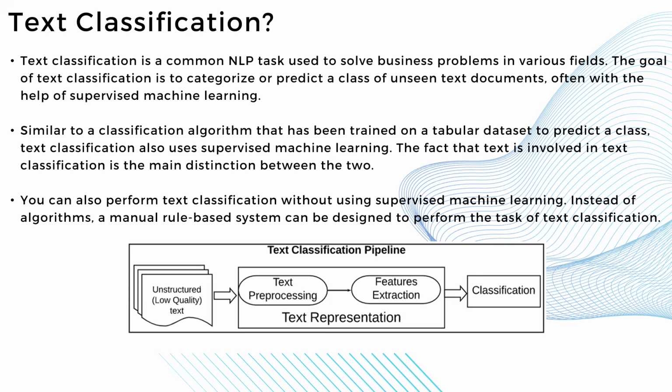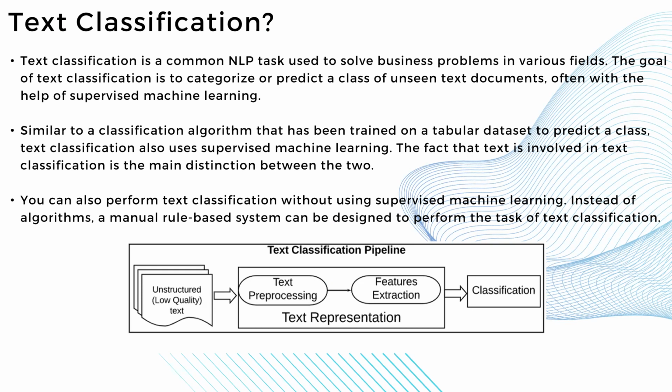Text classification is one of the most commonly used NLP tasks to solve business problems in various fields. The goal of text classification is to categorize or predict a class of unseen text documents with the help of supervised machine learning, similar to a classification algorithm that has been trained on a tabular data sheet to predict a class. Text classification is also supervised machine learning. The fact that text is involved is the main distinction between the two. You can also perform text classification without using supervised machine learning. Instead of algorithms, a manual rule-based system can be designed to perform the task of text classification.